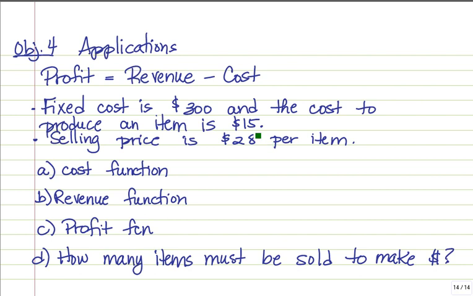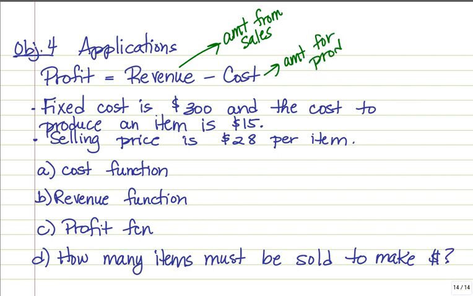So let's kind of talk about some things for just a minute. Revenue is the amount of money you bring in from sales. Cost is the amount of money you have to pay to produce something. And the profit is what's left over after you take into account everything you bring in and then the money that you have to pay out for producing that item. Okay? So it's the actual money that you make.